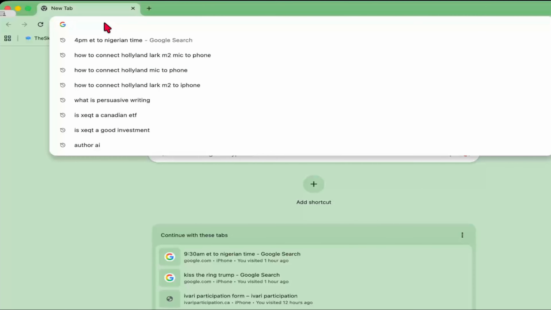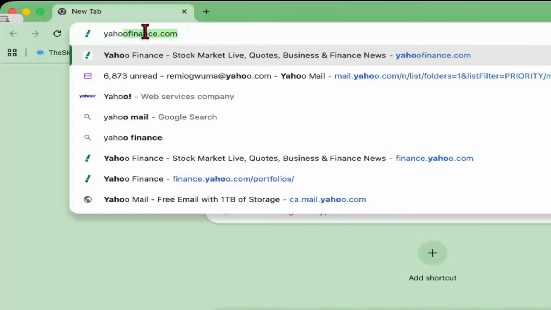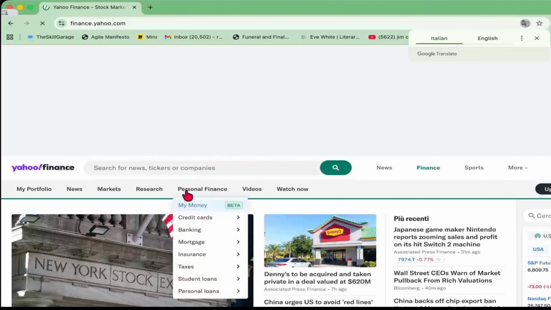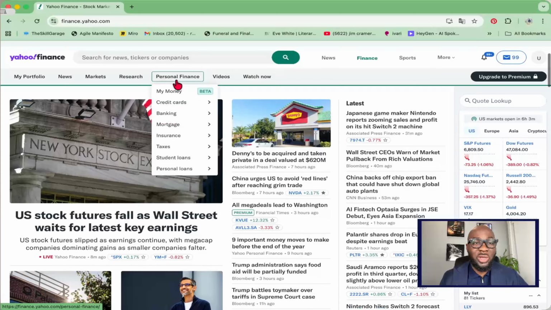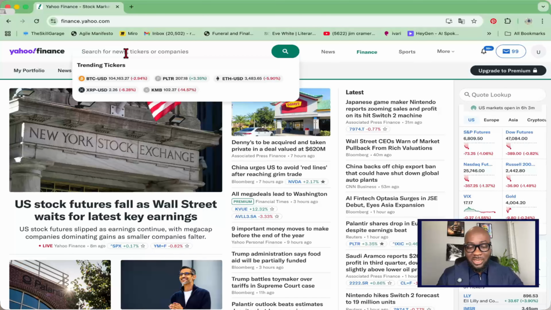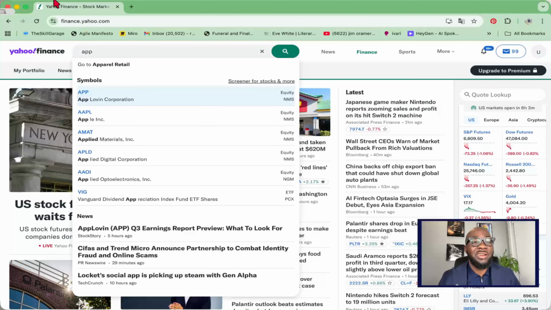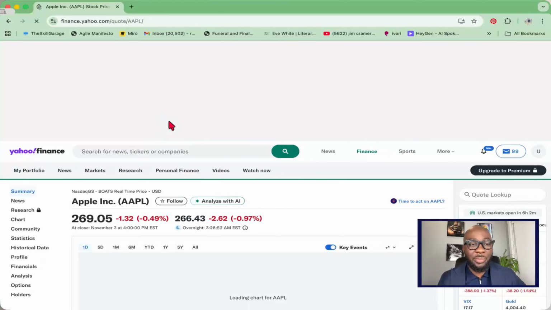So I'd like you to open your browser and type Yahoo Finance. We're going to use this platform for illustration today. We're going to select a random stock for the purpose of this illustration. I'm just going to use Nvidia, or let me use Apple. Right, so I'm just going to use Apple over here. So just search for Apple.